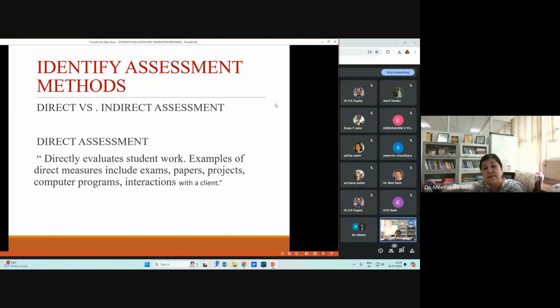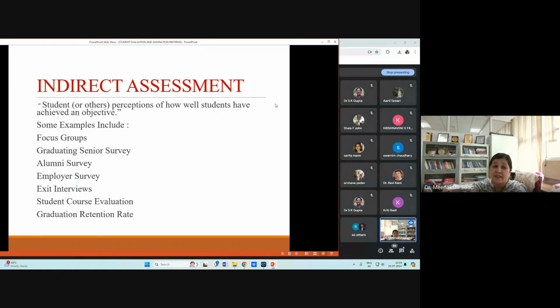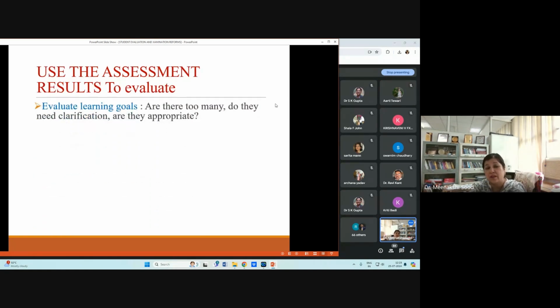Now we have to identify the different assessment methods. If I have to do formative assessment, or go for summative assessment, what tools should we use? On the basis of that, we call them direct assessment or indirect assessment. Direct assessment is what we are doing in the classes, your examinations, papers, projects. Whereas indirect assessment is on the basis of certain surveys, interviews, role plays, co-curricular activities, seminars, presentations. All these you can use as indirect assessment tools, right?